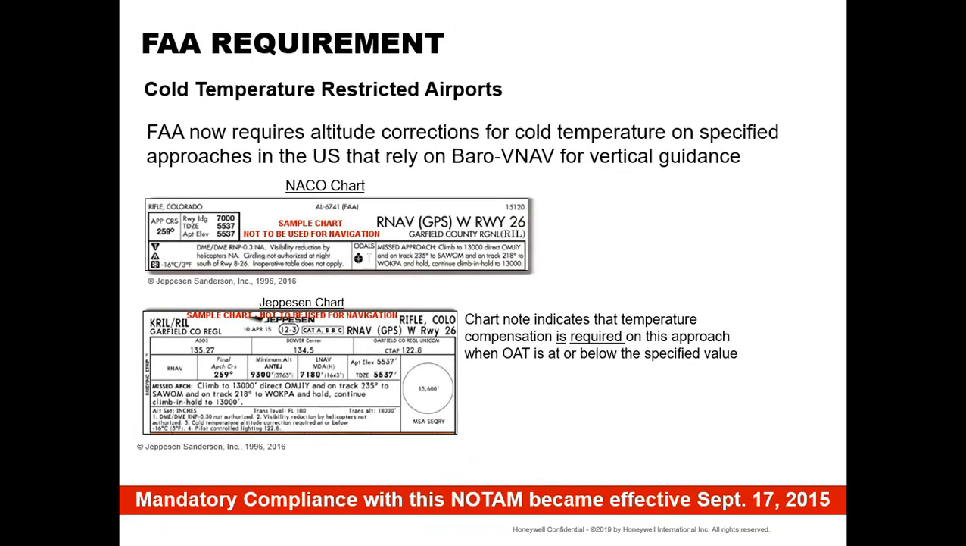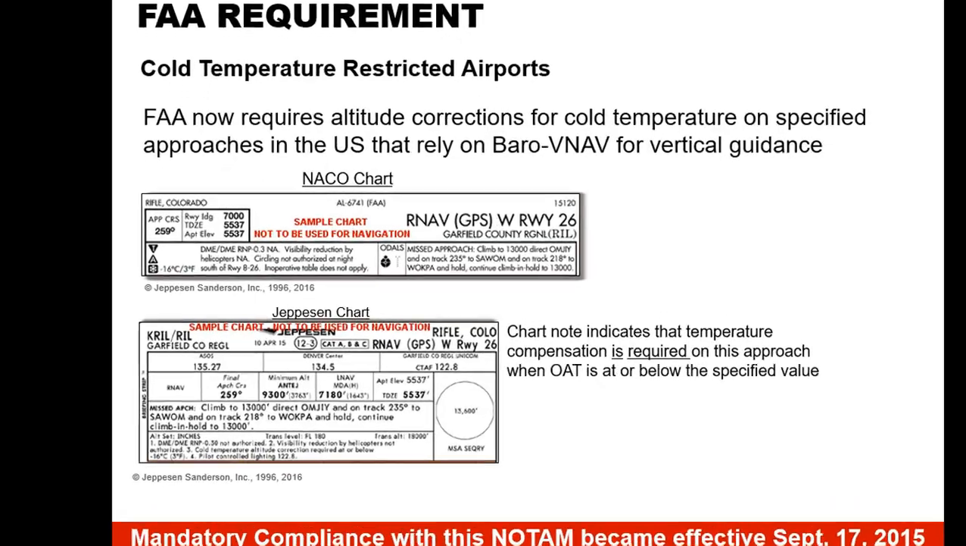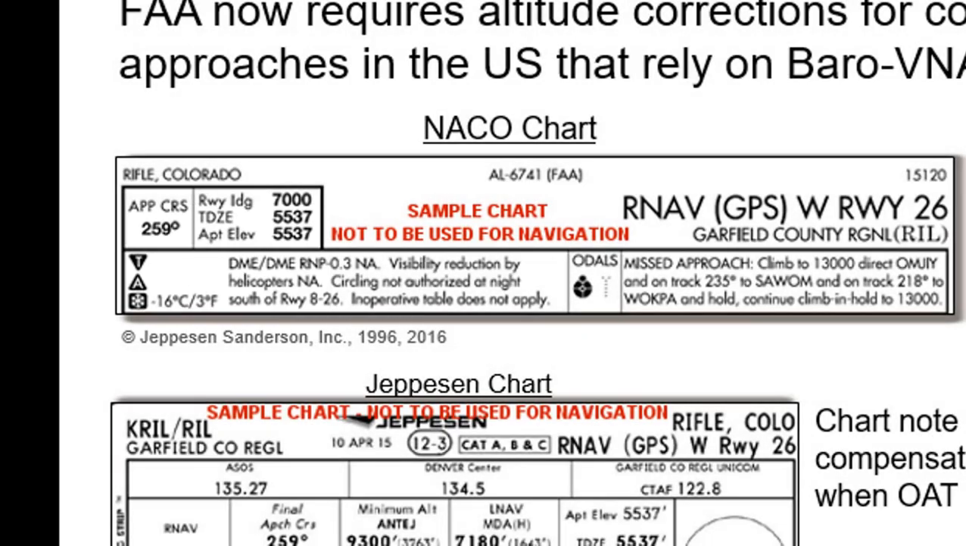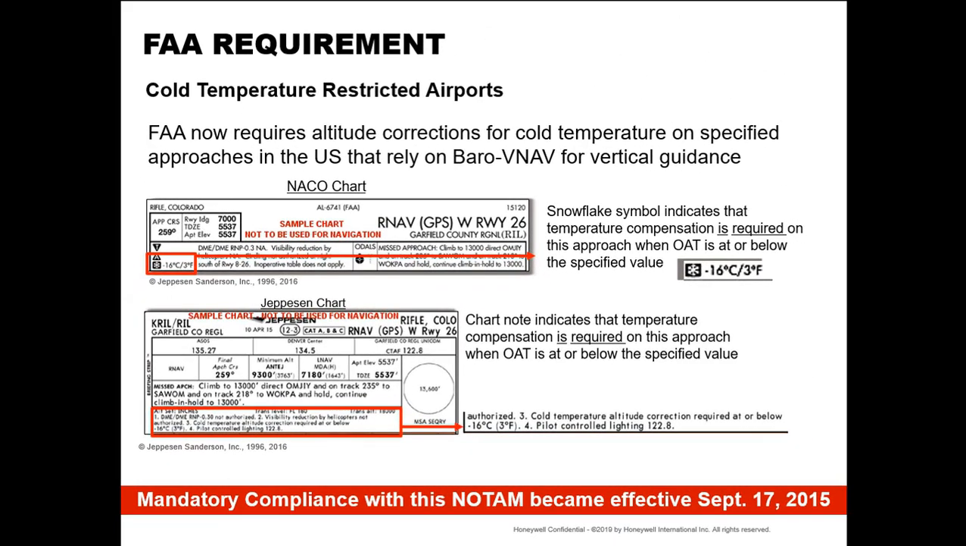The NOTAM identifies U.S. airports where conducting approaches that rely on barometric or baro VNAV for guidance at extremely cold temperatures could result in altitude errors exceeding the required obstacle clearance, or ROC, built into the procedure design. As previously mentioned, the snowflake symbol on the notes section indicates a minimum temperature, below which published altitude constraints must be compensated for based on the baro VNAV effects on altitude indication.